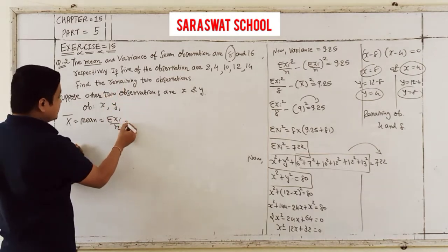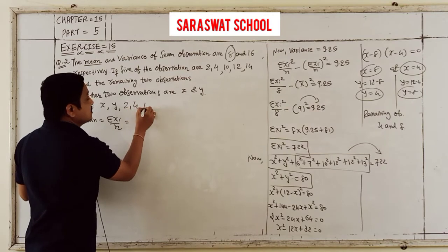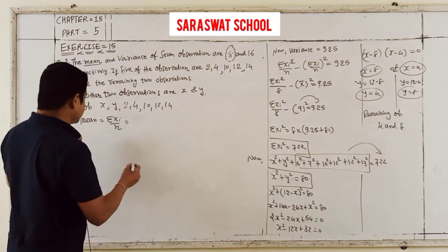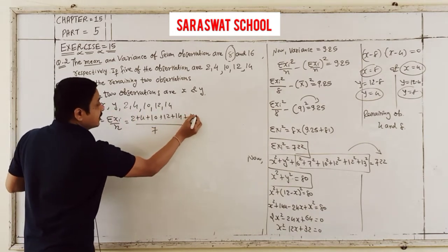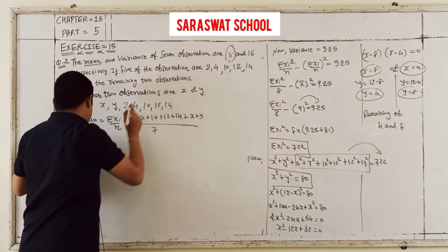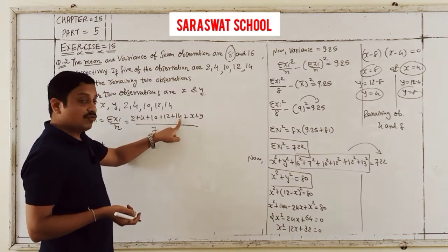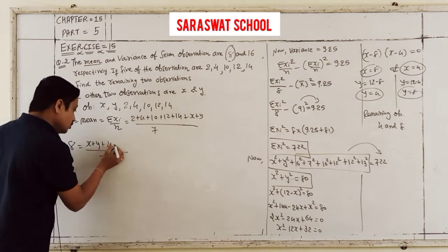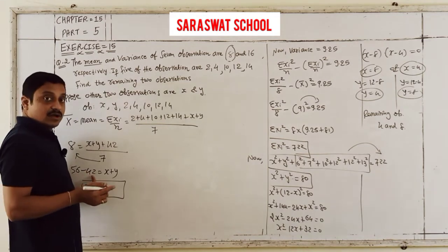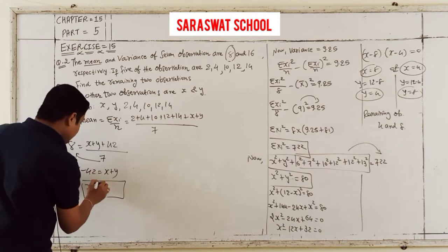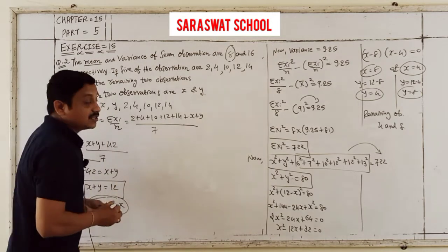So the observations are x, y, and sigma xi is the addition of all: 2, 4, 10, 12 and 14. Adding them, 2 plus 4 plus 10 plus 12 plus 14, divided by n, which is 1, 2, 3, 4, 5, 6, 7 with x and y. The given mean is 8. If you add these, it is 10, 20, 30, 34, 35, 36, 40 and 42. So 7 eights are 56 minus 42 gives x plus y equal to 14. So y becomes 14 minus x.